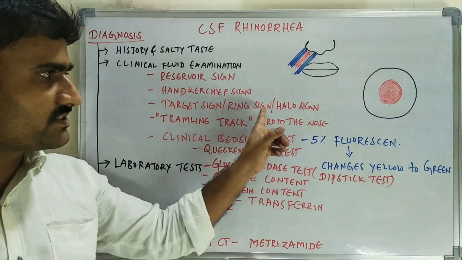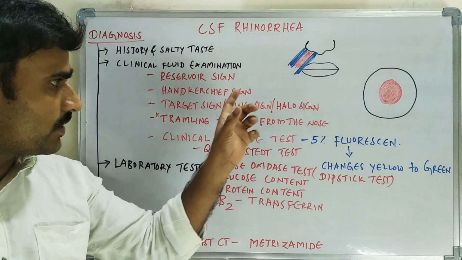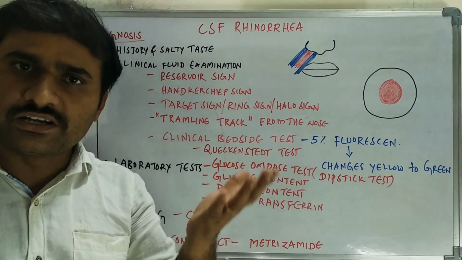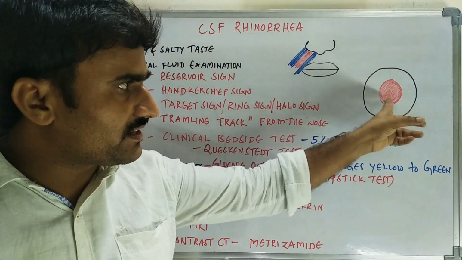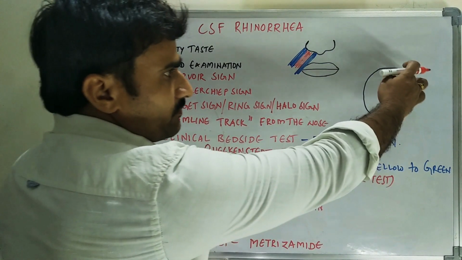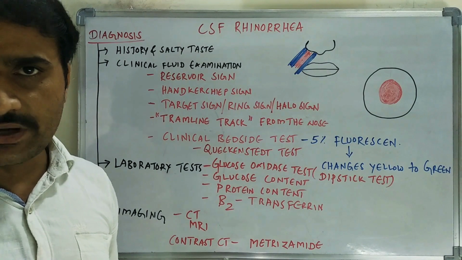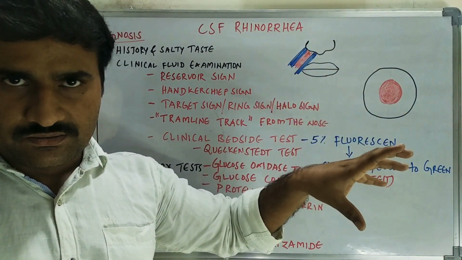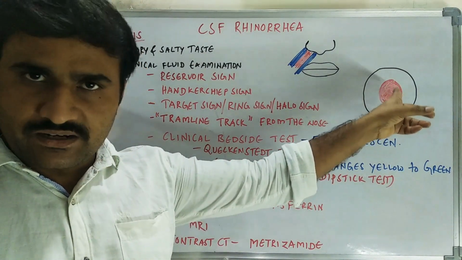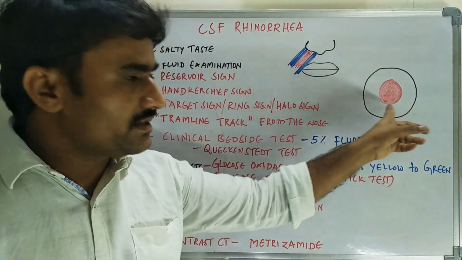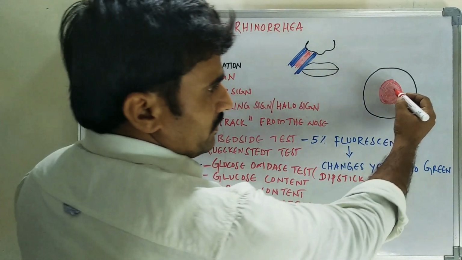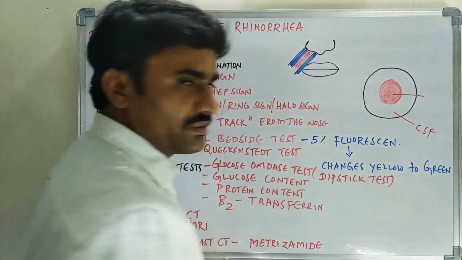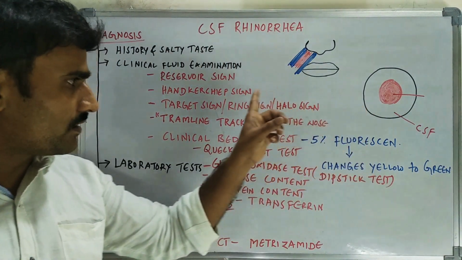Then target sign or ring sign or hollow sign, also called double ring sign. That means if we collect the discharge on a filter paper, the blood will form a central ring surrounded by the CSF. Okay, in the center there is blood because blood is high in viscosity. That is why it is collected centrally, and the surrounding one is the CSF, right? One ring is formed by blood and another ring is formed by CSF. That is called double ring sign or hollow sign.